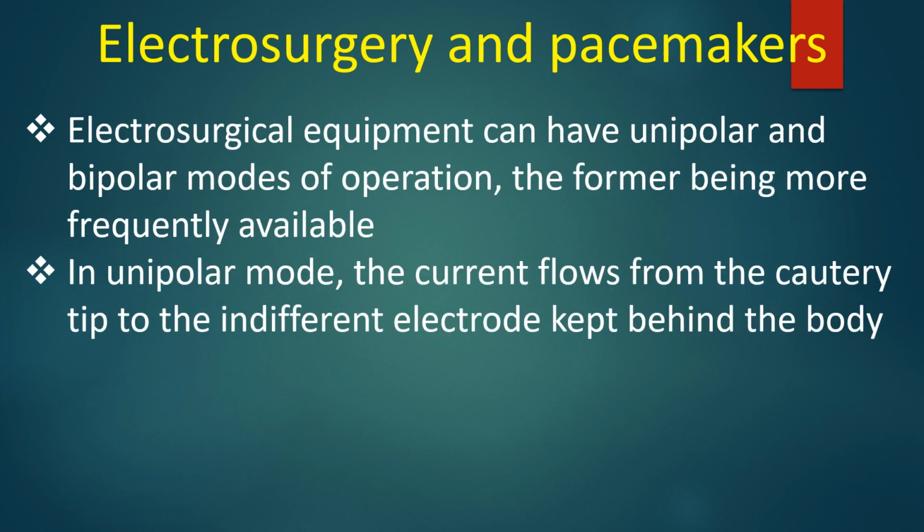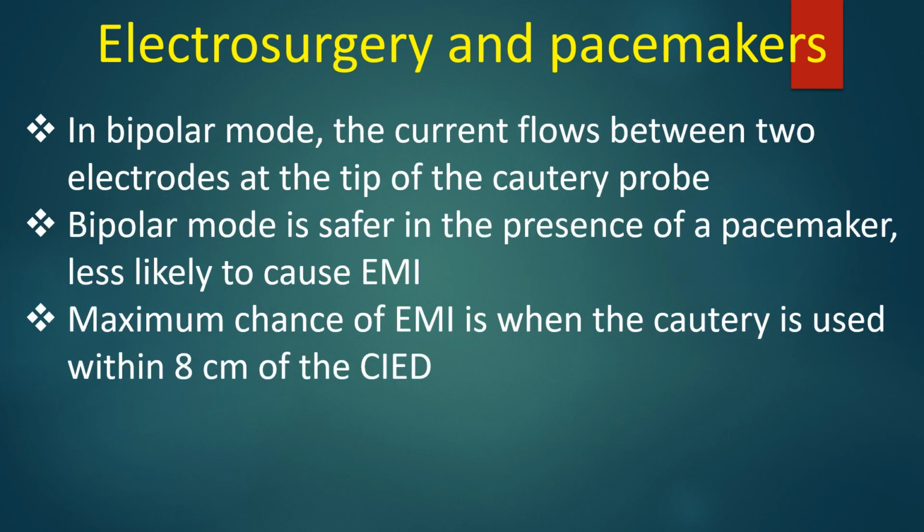Electrosurgical equipment can have unipolar and bipolar modes of operation, the former being more frequently available. In unipolar mode, the current flows from the cautery tip to the indifferent electrode kept behind the body. In bipolar mode, the current flows between 2 electrodes at the tip of the cautery probe. Bipolar mode is safer in the presence of a pacemaker, less likely to cause EMI. Maximum chance of EMI is when the cautery is used within 8 cm of the CIED.